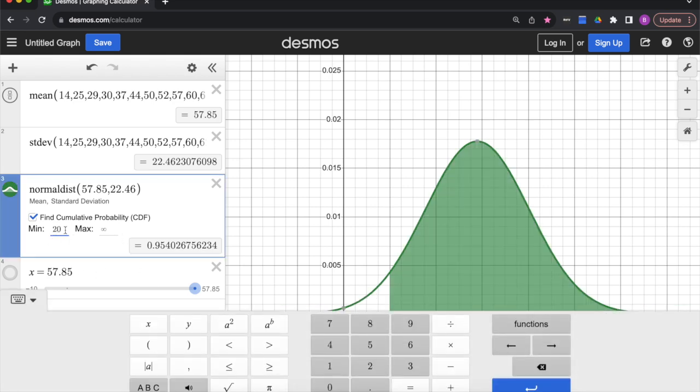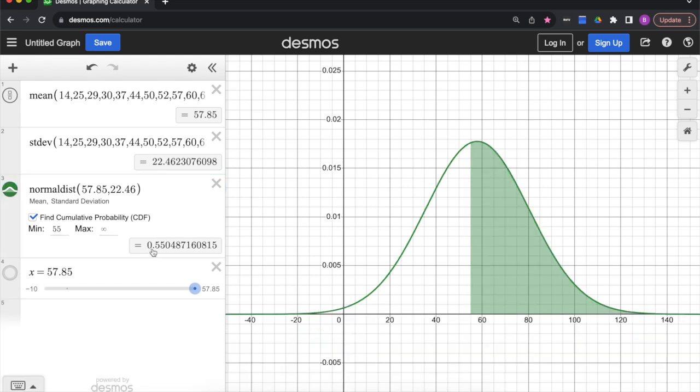So again, we're going to set the minimum to 55. And what's the probability a student scored higher than a 55? And I did not make this up, this is just random, there's a 55% chance that a student scored higher than 55.